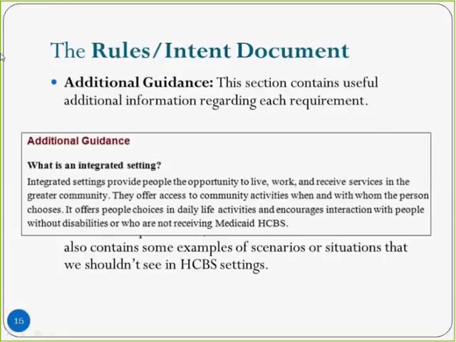We offer some additional guidance. This section contains useful additional information regarding each requirement. For example, what is an integrated setting? An integrated setting provides people with opportunities to live, work, and receive services in the greater community. They offer access to community activities when and with whom the person chooses. It offers people choices in daily life activities, encourages interaction with people without disabilities or who are not receiving Medicaid HCBS. It also contains some examples of scenarios or situations that we should not see in HCBS settings.